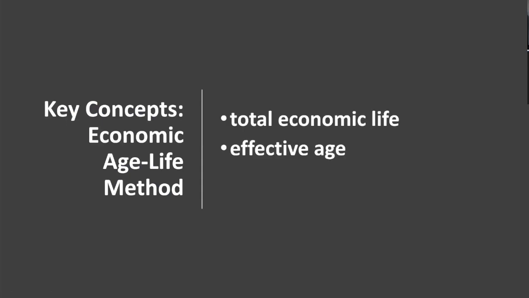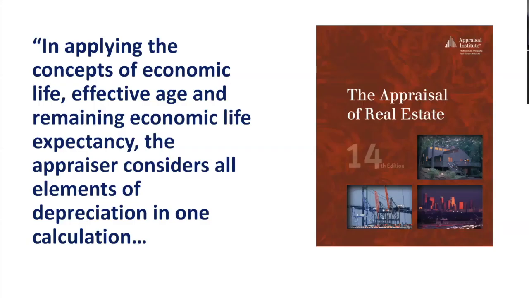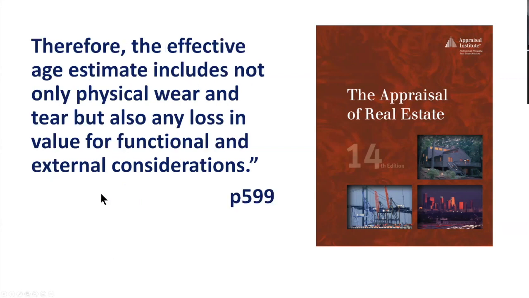So the key concepts again in economic age life depreciation: total economic life, effective age, remaining economic life. And this is a key part of understanding this, that when we apply the concepts of economic life, effective age, and remaining life expectancy, the appraiser considers all elements of depreciation. You know, that's where we get into that obsolescence again. Functional, physical, and external are all rolled into one number.